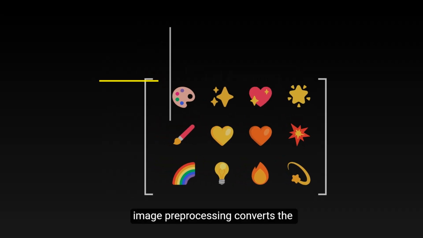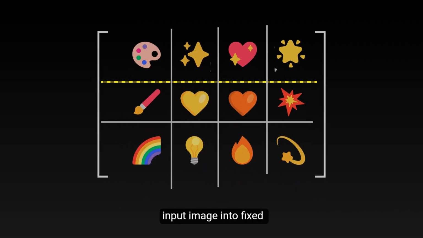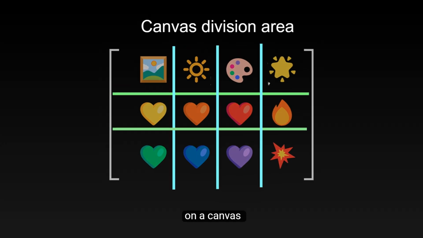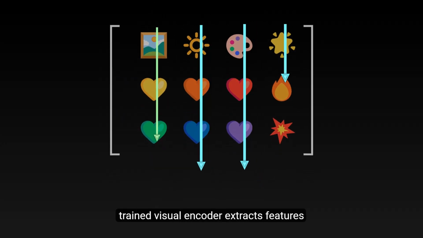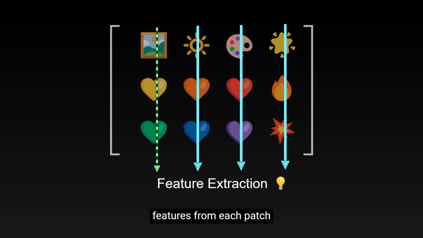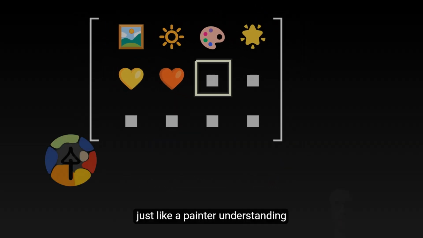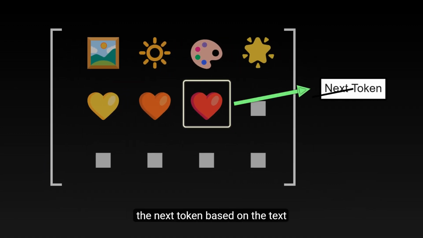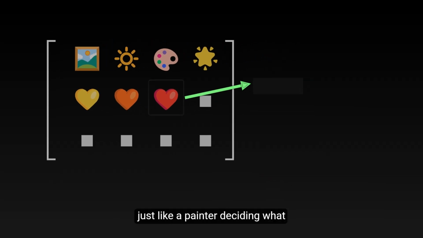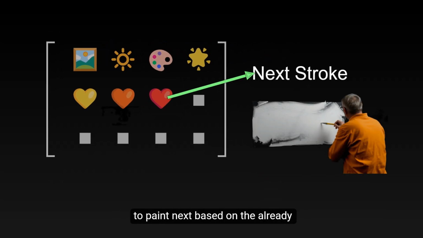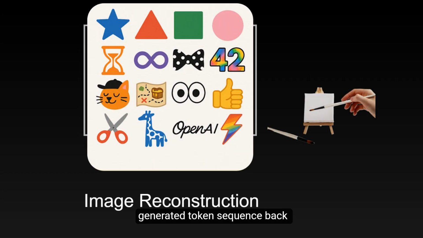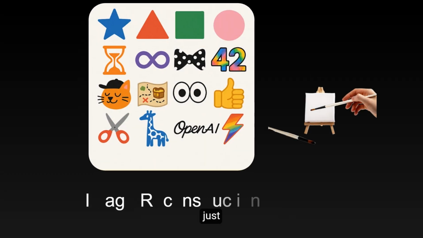First, image preprocessing converts the input image into fixed-size patches, just like a painter dividing areas on a canvas. Then, the pre-trained visual encoder extracts features from each patch, just like a painter understanding what to paint in each area. Next, the transformer model predicts the next token based on the text prompt and the already generated sequence, just like a painter deciding what to paint next based on the already painted parts. Finally, image reconstruction converts the generated token sequence back into the image space, just like turning a sketch into a complete painting.